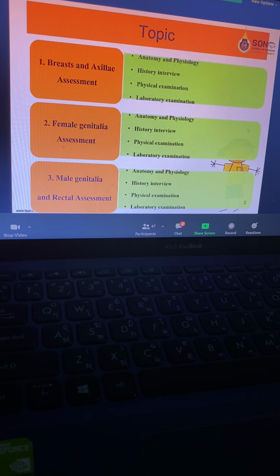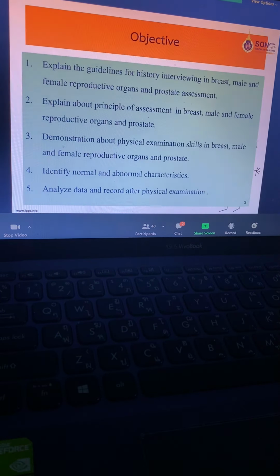The first one I will talk about anatomy and physiology of each organ. Second, I will talk about history interview. After that, I will talk about physical examination of the organs. And finally, in each topic, I will talk about laboratory examination or specialty examination. Okay, so the next slide I will show the objectives of this lesson.